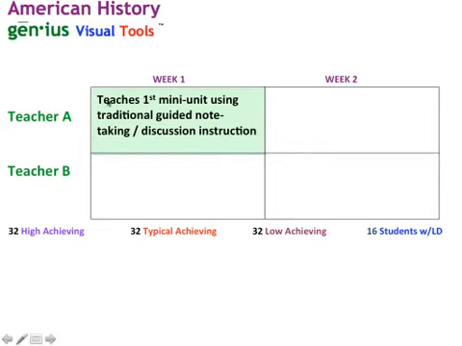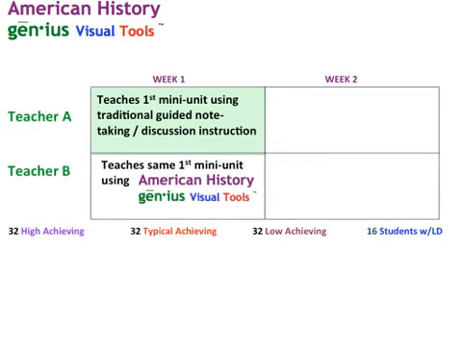And so at the beginning of the week, we measured how much knowledge of the topic of the mini unit students already knew. And then at the end of the week, we measured again to see how much new knowledge they gained as a function of the kind of instruction that was used during that week or during that mini unit. At the very same time this was going on, Teacher B was actually using the American History Genius visual tools, teaching the exact same information as Teacher A.